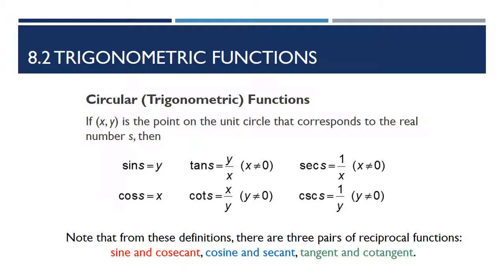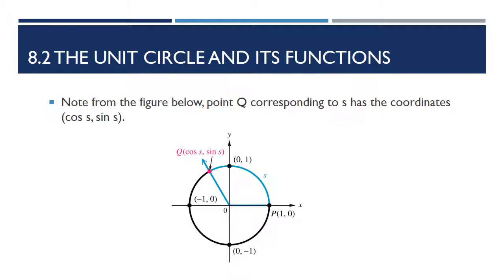Now, from these definitions, there are three pairs of reciprocal functions. The sine and the cosecant: sine is y, cosecant is 1 over y. The cosine and the secant: cosine is x, and the secant is 1 over x. And the tangent and the cotangent: the tangent is y over x, and the cotangent is x over y. Now, note from the figure below that point Q, corresponding to arc length s, has the coordinates (cosine s, sine s), because remember we just said the cosine of s is x and the sine of s is y.